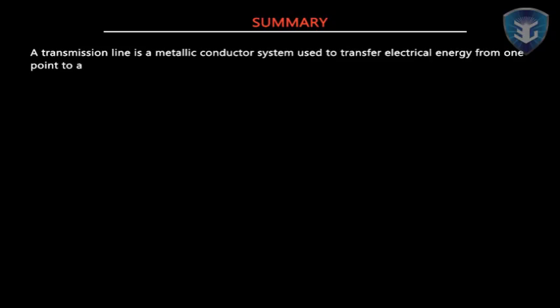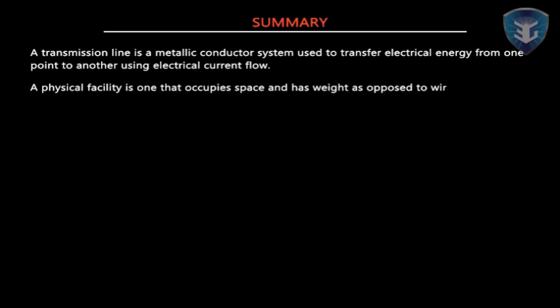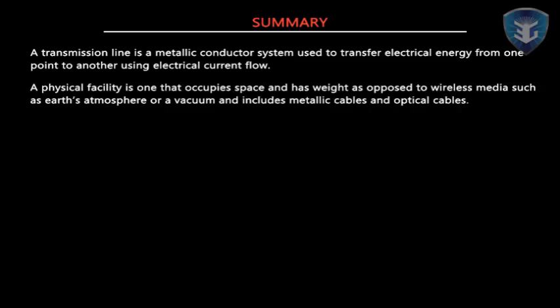Now in the end, let us summarize what we have learned in this lecture. A transmission line is a metallic conductor system used to transfer electrical energy from one point to another using electrical current flow. A physical facility is one that occupies space and has weight, as opposed to wireless media, such as the Earth's atmosphere or a vacuum, and includes metallic cables and optical cables.